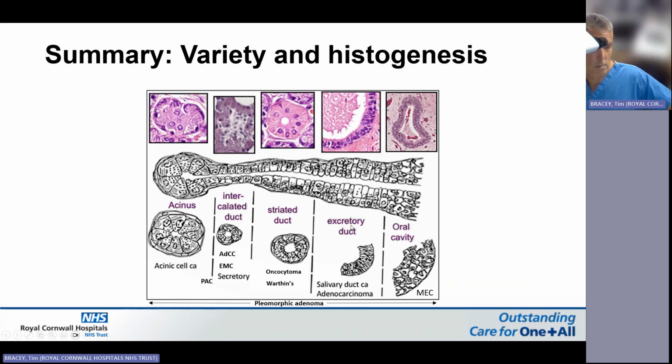The excretory ducts, which give rise to salivary duct carcinoma and adenocarcinoma. And then as this transitions into the oral cavity, where you've got mucous cells as well as squamous cells, you get mucoepidermoid carcinoma. And of course, pleomorphic adenoma can show almost all of these differentiations, but it's generally thought to be intercalated duct as well.